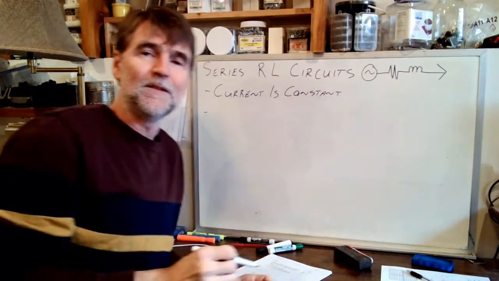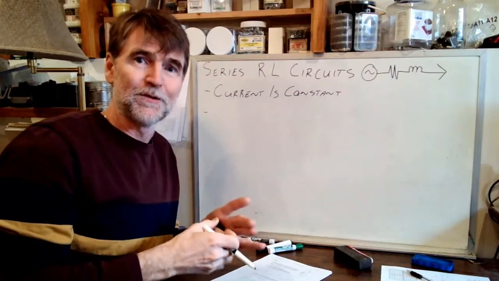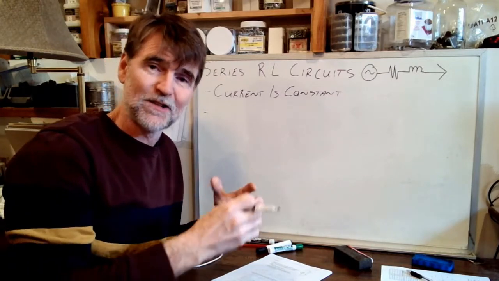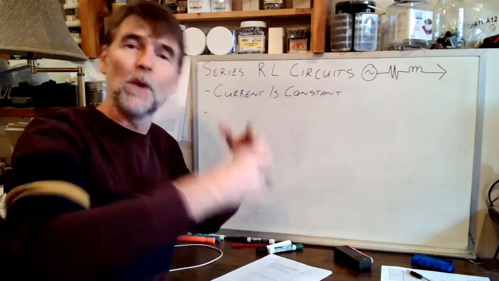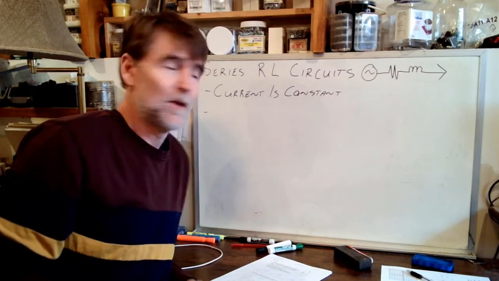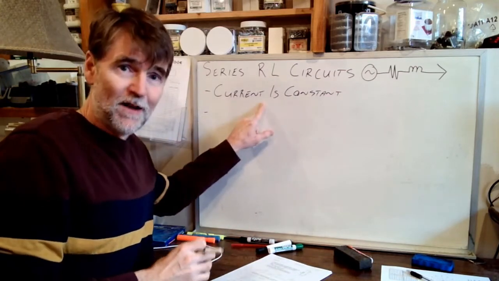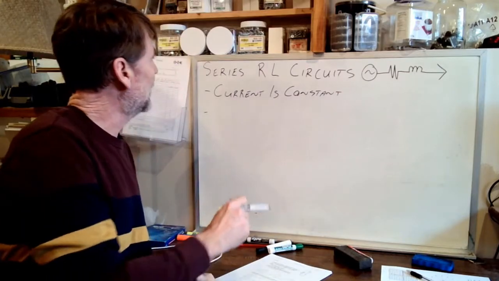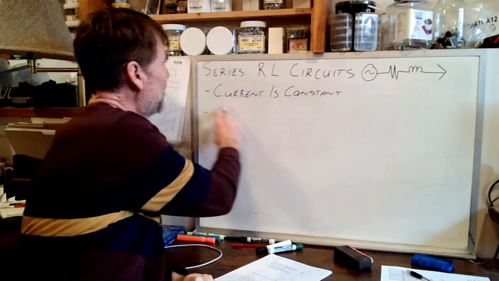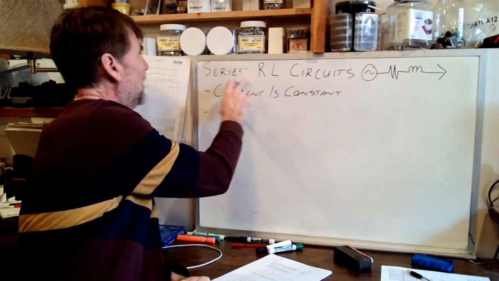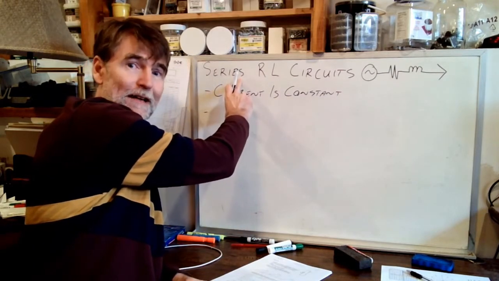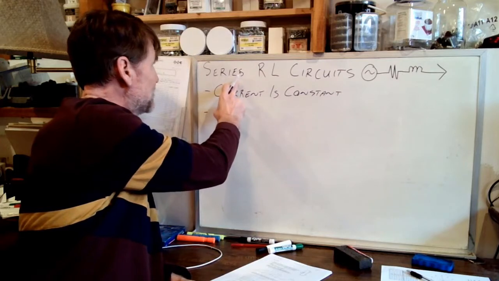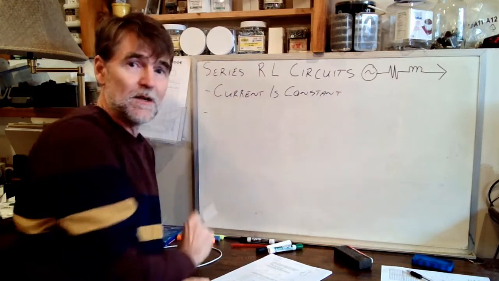Okay, that means when we draw our vectors, we are going to use the current as the reference point from which we will draw all of our other vectors. Okay, because it's constant. That's the anchor that we can hang on to. The first notion is about what kind of circuit is it? How are our electrical loads connected? In this case, they're series, which means the current is constant.